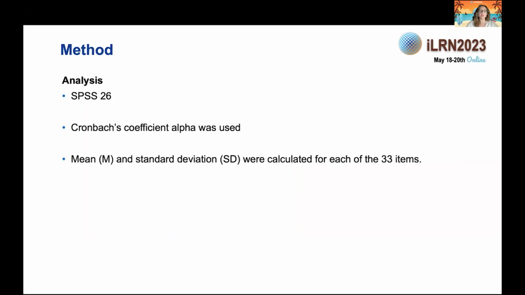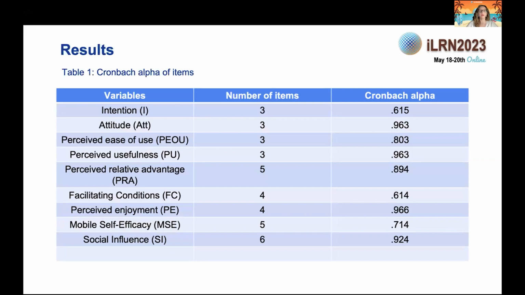For the analysis of the results, we used SPSS 26. In order to examine the internal consistency of the 33 items, we used Cronbach's alpha. Then a descriptive analysis of the data was conducted, namely the mean and the standard deviation were calculated for each of the 33 items. And now let's talk about the results.